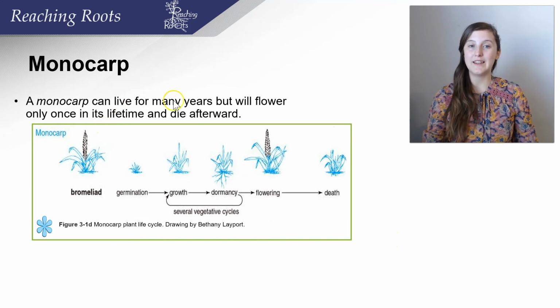A monocarp can live for many years, but will flower only once in its lifetime, and right after it flowers, it dies. Monocarp plants are germinated, they grow, and they enter dormancy. They continue in this cycle between dormancy and growth for a few years, up to many years, and then they flower. After they produce a flower, they die.